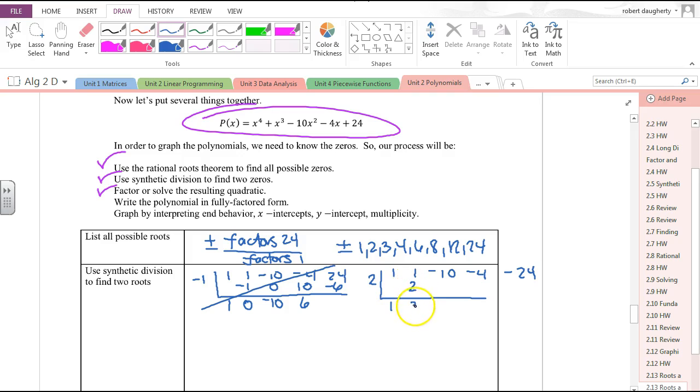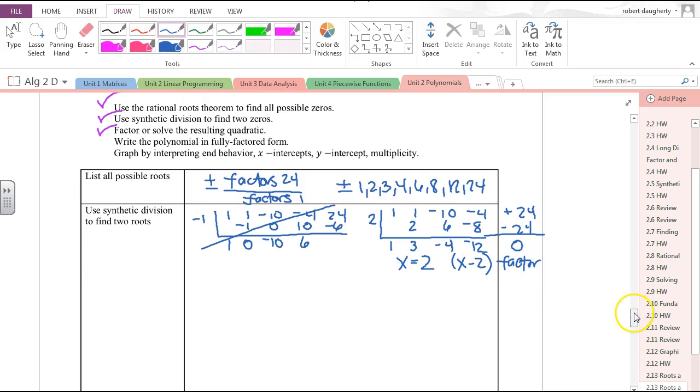One times 2, 2 times 3, 2 times -4, 2 times... wait, let's see if I made a mistake here. Yes, my mistake was this coefficient is positive. So 2 times -12 is -24. That is 0. So x equals 2, or x minus 2 is the factor, okay? So I now have one root, okay?